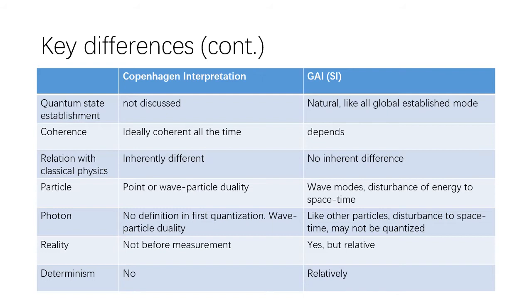In Copenhagen interpretation, reality is meaningless before measurement. Standard interpretation takes reality differently. In standard interpretation, reality is relative because measurement is based on interaction, and it will change the object, considering Bohr's instrumentalism. In Copenhagen interpretation, the world is indeterministic, while in standard interpretation, because of the relative reality, the world is relatively determined.